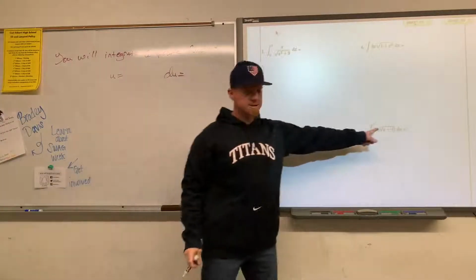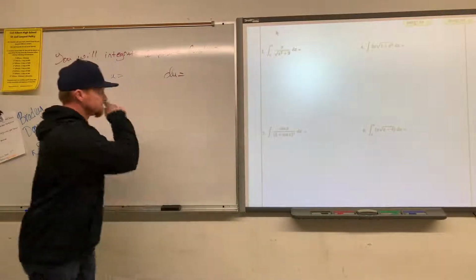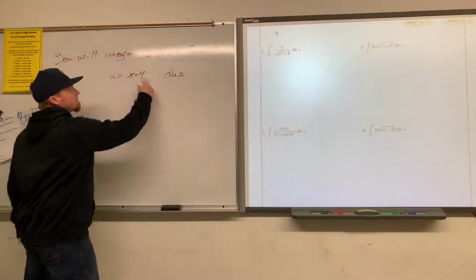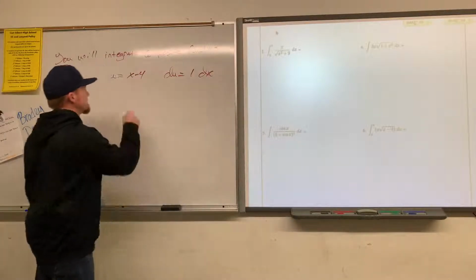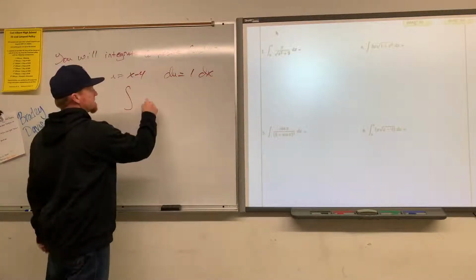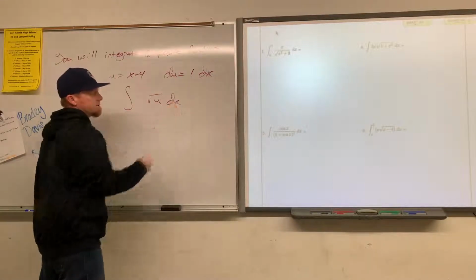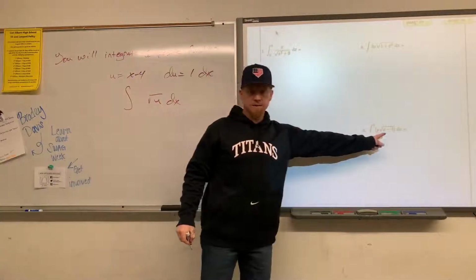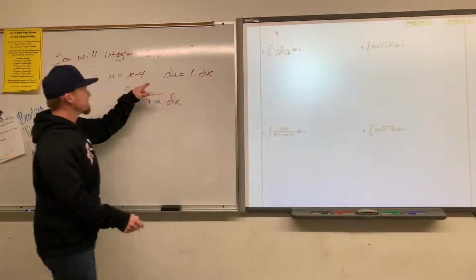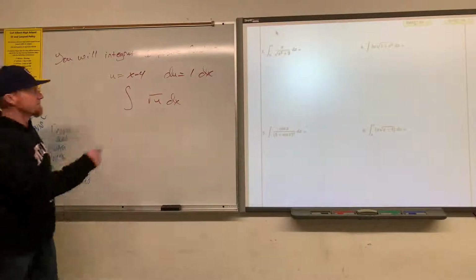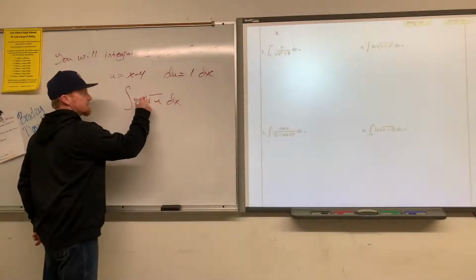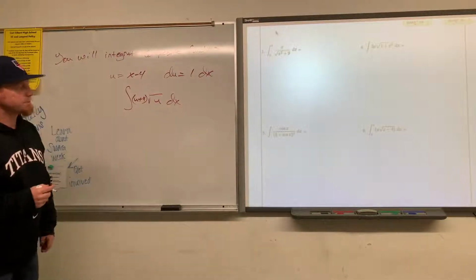Inside function on 6 is going to be x minus 4. Derivative is going to be 1 dx. So we've got square root of u du. But this has an extra x. Since it's got an extra x, that means I need to come back over here and figure out what x is. Add the 4 over, we figure out that x is u plus 4.